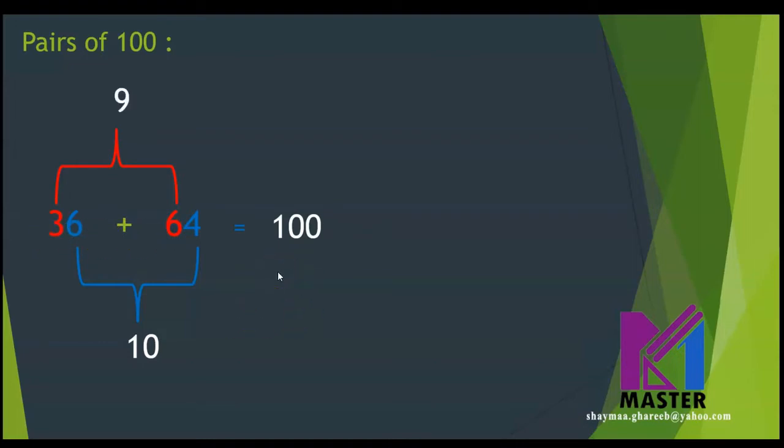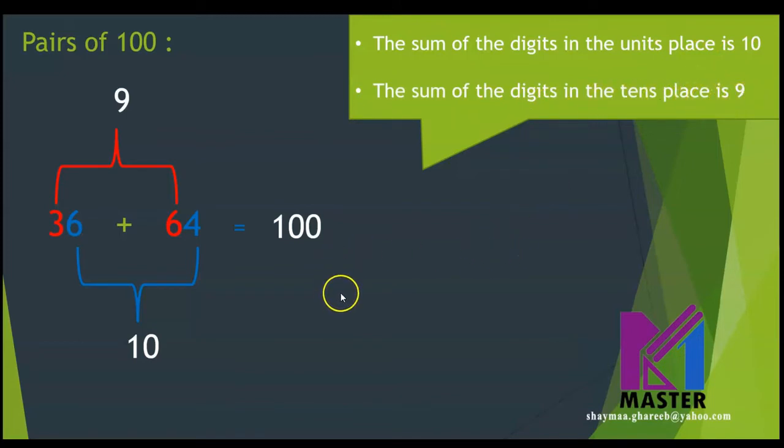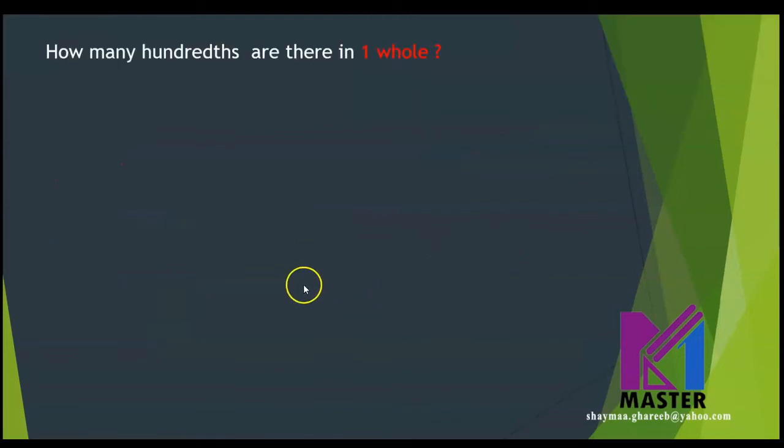So if I want to find the pairs of 100, you have to make sure that the sum of the digits in the units place is 10 and the sum of the digits in the tens place is 9. Okay, remember this before you start to solve. Now let's talk about hundredths. How many hundredths are there in one whole? We said before about the tenths that there are 10 tenths in one whole. Each 10 tenths form one whole.